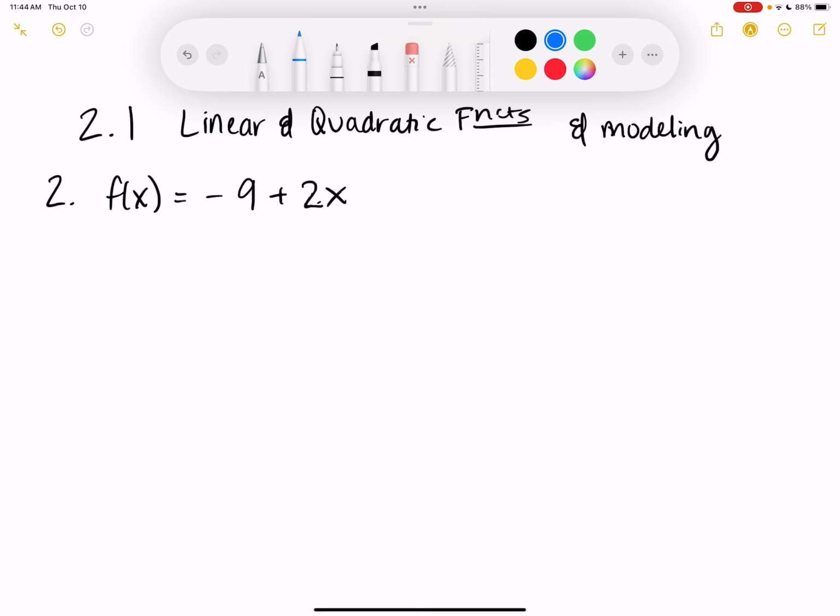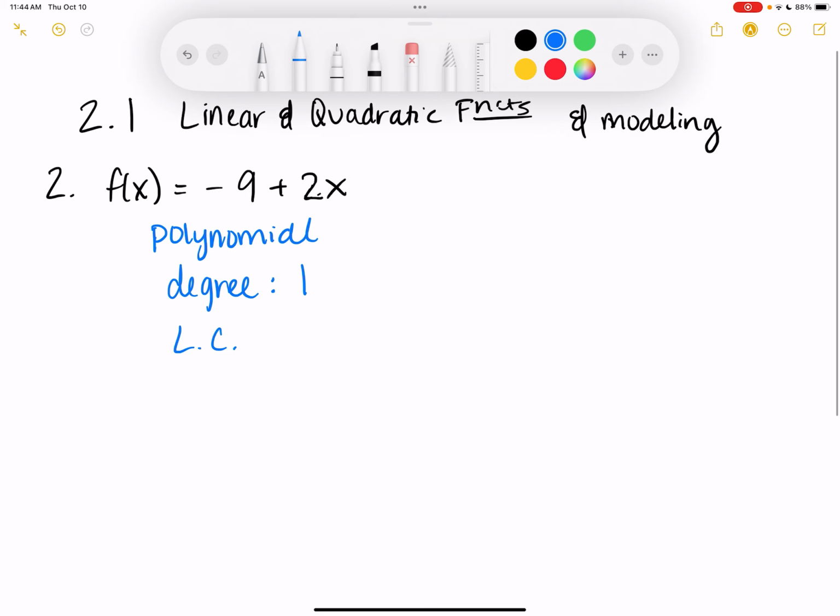All right, is this polynomial? Yes, it is. What is the degree? To the power of 1. The degree is 1, because it's whatever the highest power is. And the leading coefficient? 2.